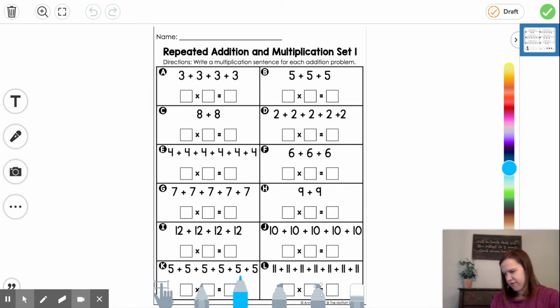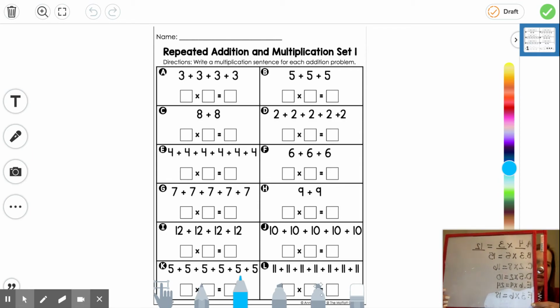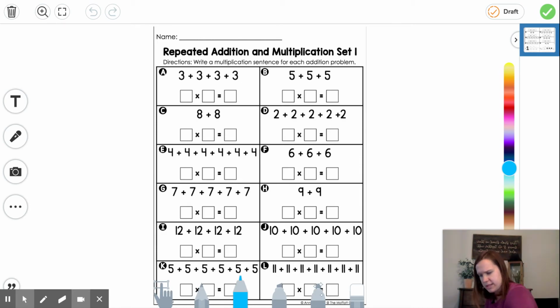All right, F. I have 1, 2, 3 groups of 6. And so 3 groups of 6 is 18. 3 multiplied by 6 equals 18. Awesome. I'm going to erase my board to give me more space. And I'm going to look at G.